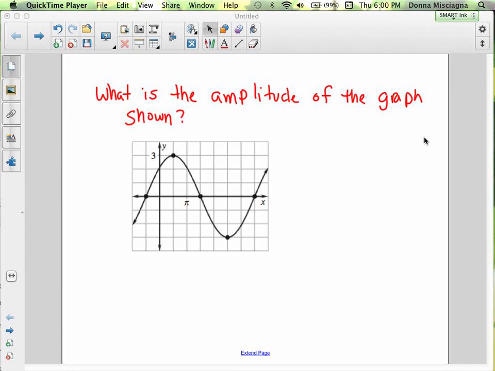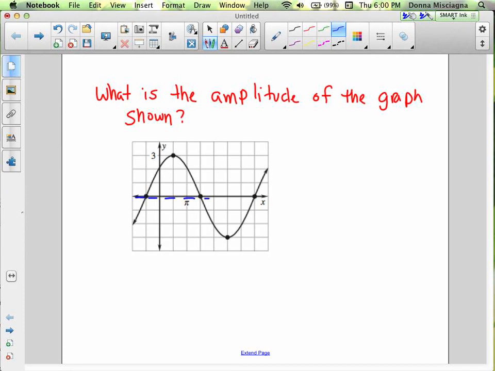Now amplitude is the distance from the middle of the graph to the maximum value or the middle of the graph to the minimum value. So we can see here that this graph is not shifted up at all. Right here is the midline. Notice, that midline is y equals 0. Half the graph is above and half the graph is below. So whether you look above here or whether you look below, you get the same answer.